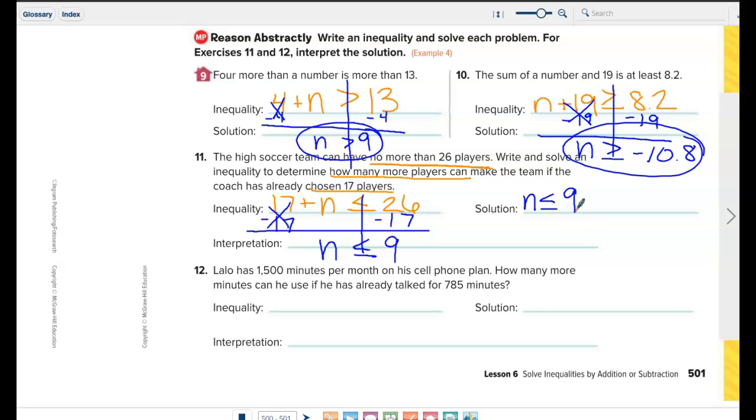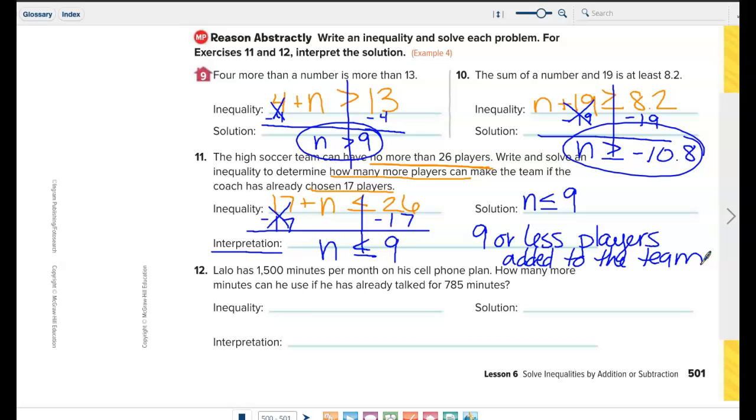Now down here on this line, it says interpretation. Our interpretation of our answer is we could have 9 or less players added to the team. Because if we had more than 9, we're going to have a team bigger than 26, and we can't have more than 26 on a team. So we can have 8 players more to the team. We can have 6 players more to the team. We can have 1 player more to the team. But we can't have anything bigger than 9.